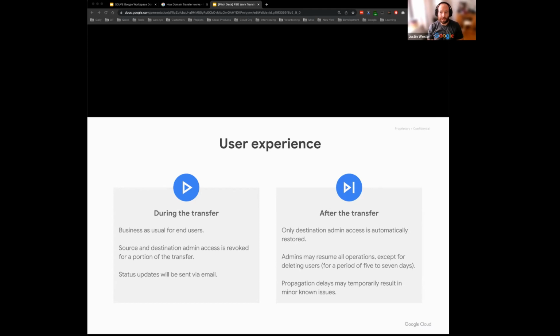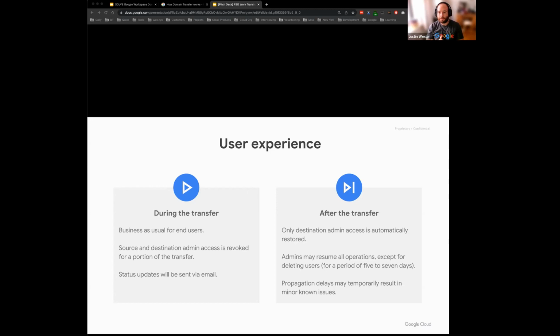When the transfer is done, we don't automatically assume that source admins should get their privileges back in the destination. And so we will only re-provision destination admin access at that time. It will be a manual task for the folks in the destination to say, hey, okay, we want these source users to have their admin privileges back again.